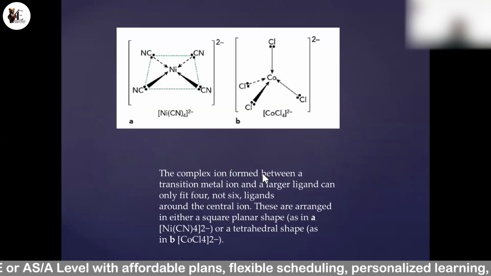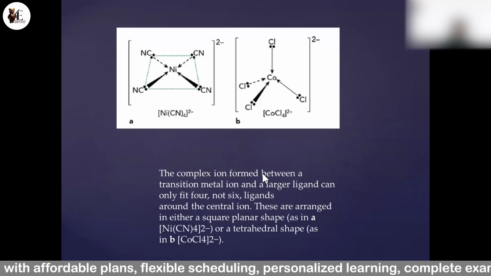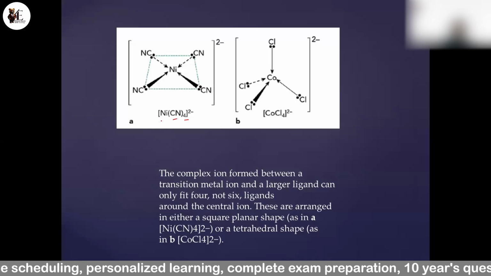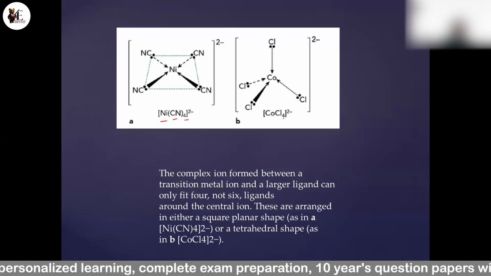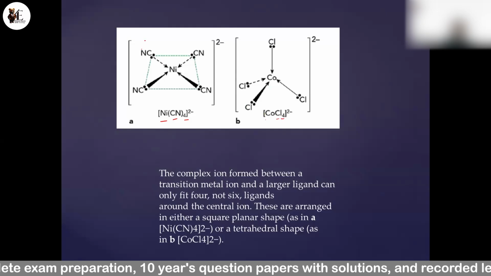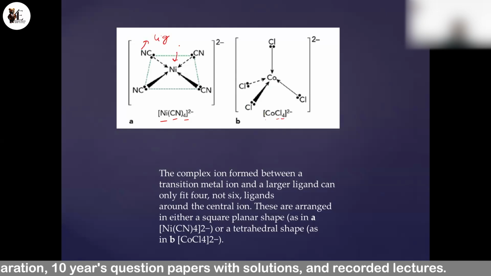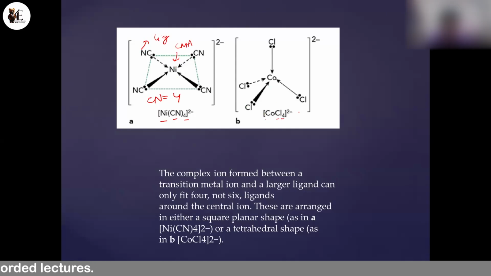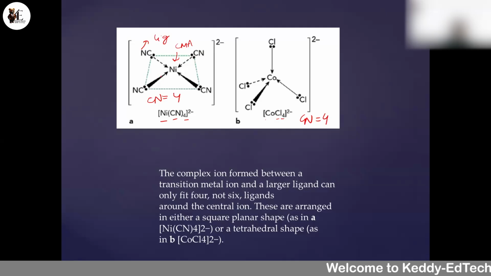For example, in these structures, you can see here we have nickel, [Ni(CN)4] 2-, tetracyanonickel. And here we have cobalt, tetrachlorocobalt. So basically these are the structures where you should know these basic terms, that CN is the ligand and nickel is the central metal atom. What is the coordination number of this complex? Ma'am, 4. Yes, and for this? 4, ma'am. Yes.